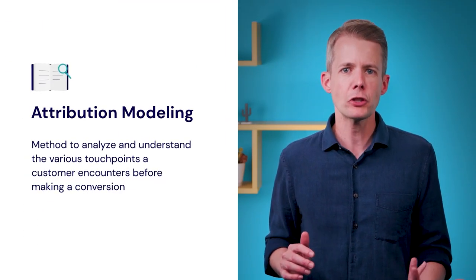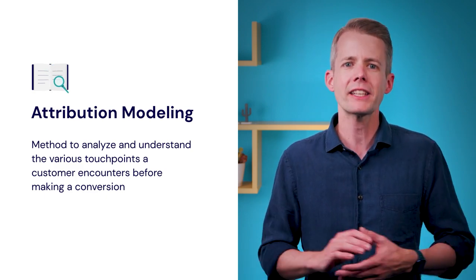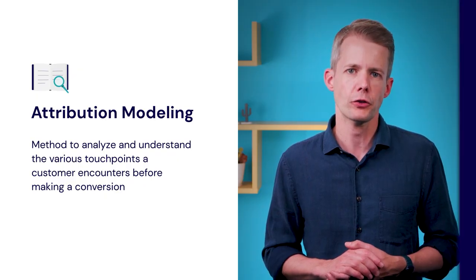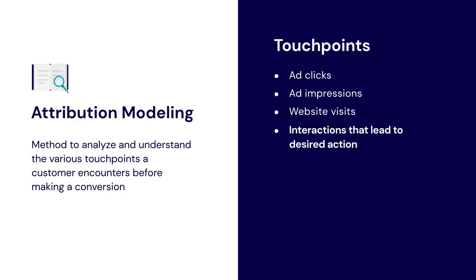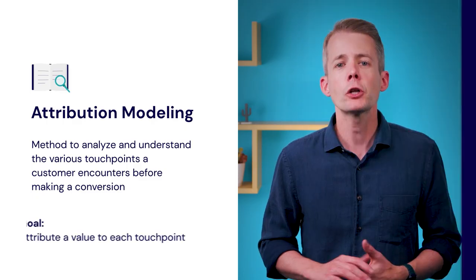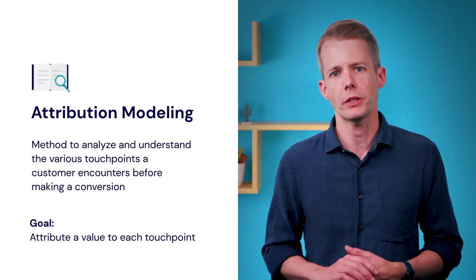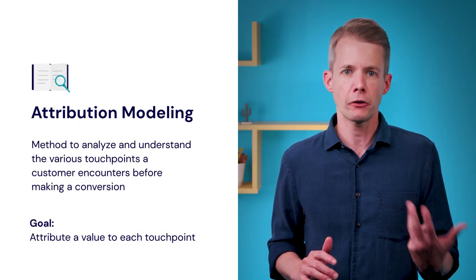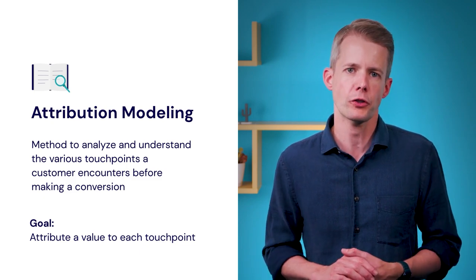Attribution modeling is a method used to analyze and understand the various touchpoints that a customer encounters before making a conversion. And in the context of Google search ads, these touchpoints can include ad clicks, ad impressions, website visits, and other interactions that lead to a desired action, such as a purchase or a sign up. And the goal of attribution modeling is to attribute the appropriate value to each touchpoint. It provides the advertiser a clearer picture of which marketing efforts contribute most significantly to conversions.